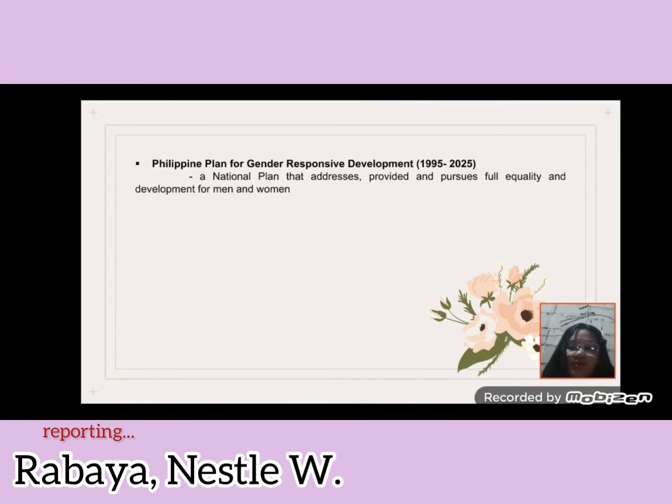So this program was the fruit of the commitment of the Philippines during the Beijing World Conference on Women on September 4, 1995. This is the overall frame that is also the point of reference for the discussion and monitoring of gender mainstreaming. This plan was also made to pursue and provide the equality and the development for men and women.